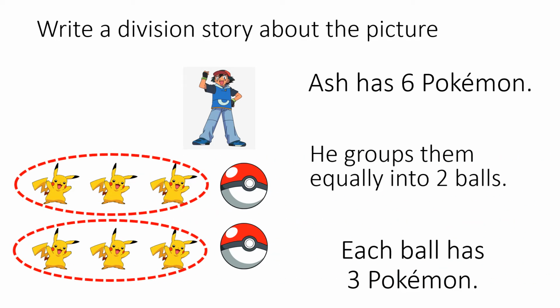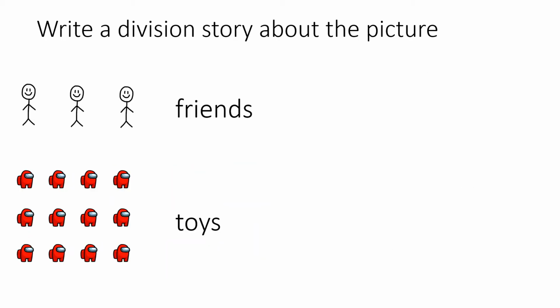So this is a division story about a picture. It shows that Ash has a whole of 6 Pokemon. It shows that he wants to group them equally into 2 balls. And the question is, how many Pokemon can be found in each ball? Which is the last statement. Let's try another. This time you try it yourself.